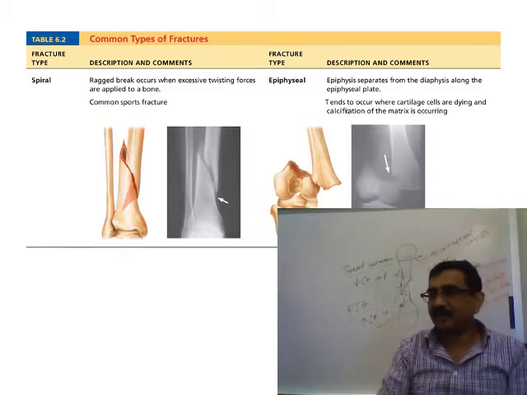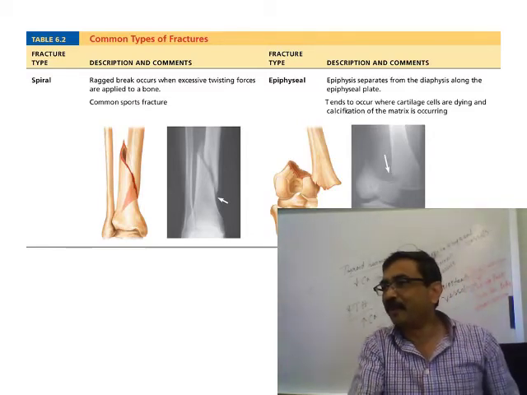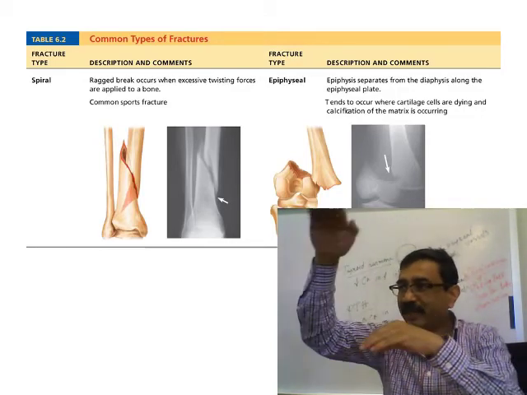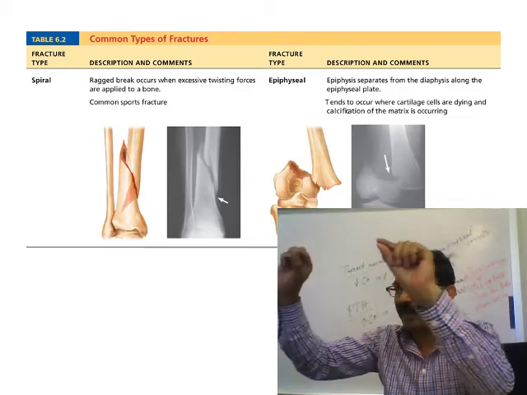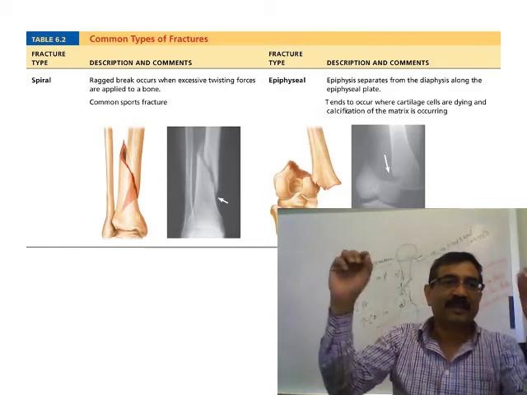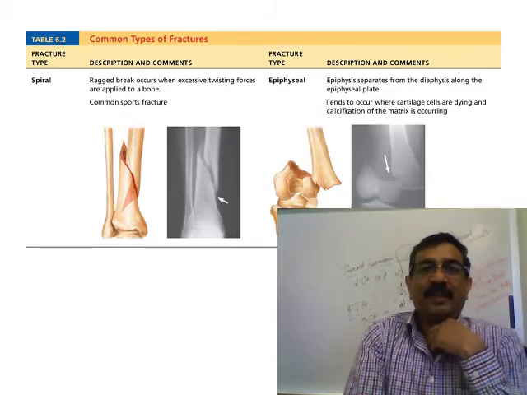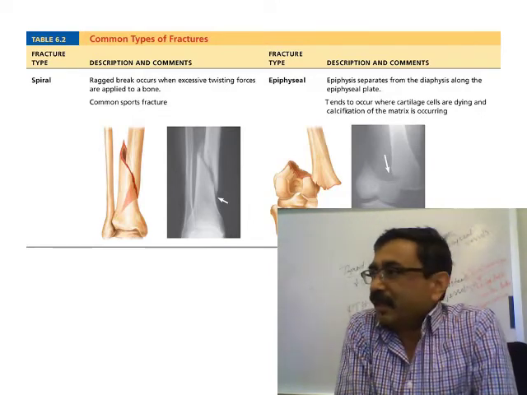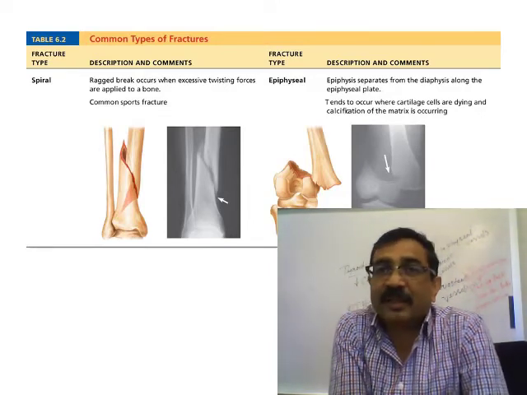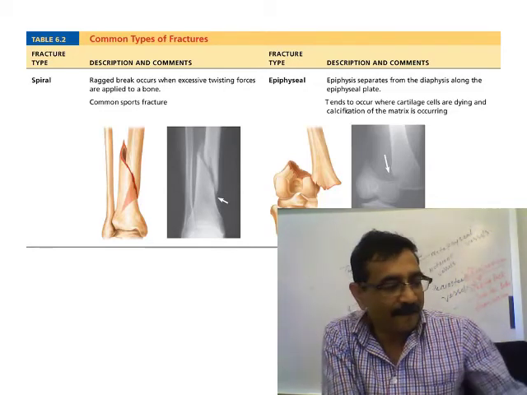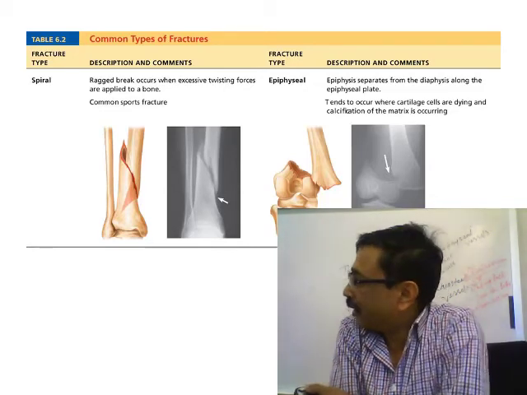Epiphyseal. How many of you remember the epiphyseal plate after ossification, right? I told you this is a weak point, right? The thin plate of cartilage remains throughout life, and that's a weak point, and often fracture occurs there. That's the epiphyseal fracture, where you have the thin cartilaginous plate.